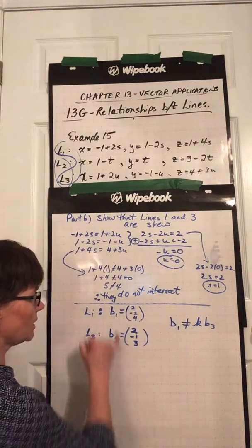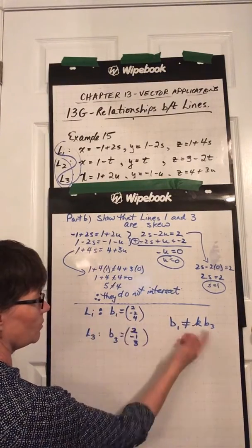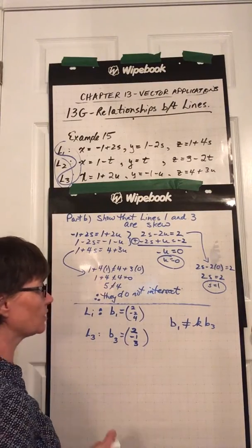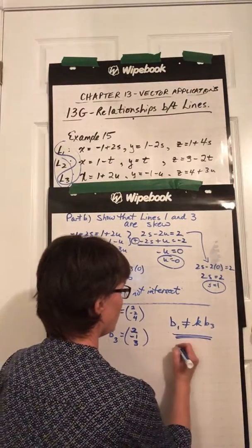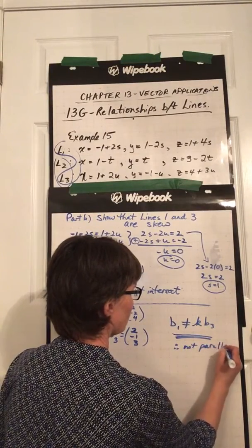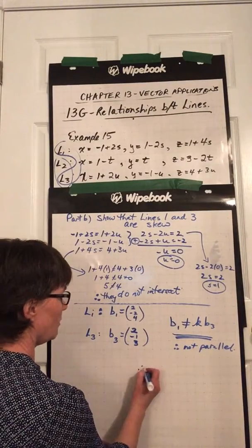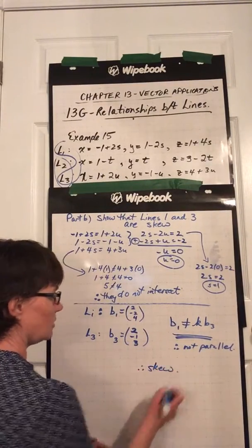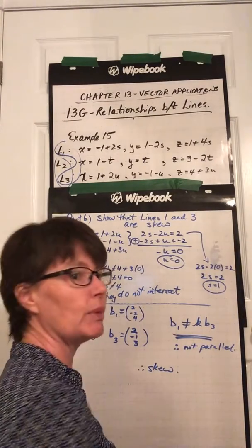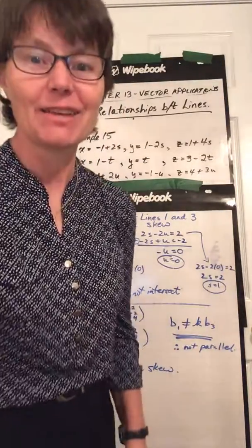So we can see that b1 is not a scalar multiple of b3. Right away the x component is 2 in both, which means that k would be 1, but nothing else will work there. So we've shown this, therefore not parallel. So no intersection, not parallel, therefore these lines are skew. And remember, skew means they are in a 3D space, but the lines will never intersect. Thank you. Have fun with it, guys.